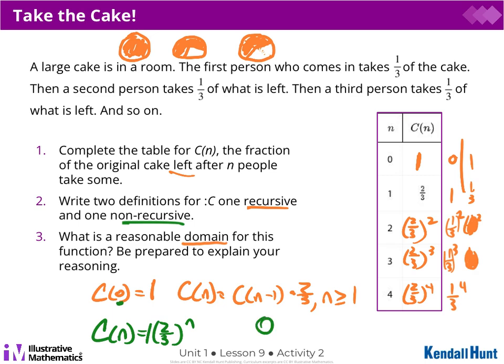So I would say my possible domain is 0 is less than or equal to n, because if nobody takes cake, you have a whole cake, is less than or equal to 10. Come up with a number. The number will seem kind of small, but can you cut a round cake into 32 pieces? Maybe you can. Maybe you can't. I don't know. So that's your judgment call.